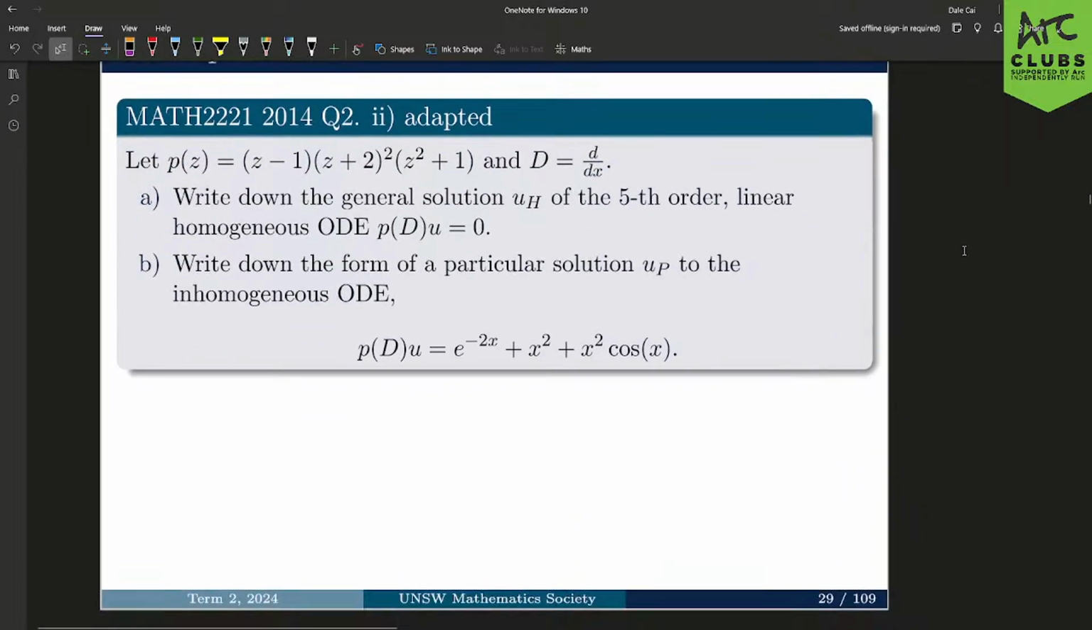Okay, here's another question. Let p of z be (z minus 1)(z plus 2) squared (z squared plus 1), and d is just the differentiation operator. Write down the general solution of the fifth order linear homogeneous ODE p(D)y = 0. So this is again our characteristic equation.